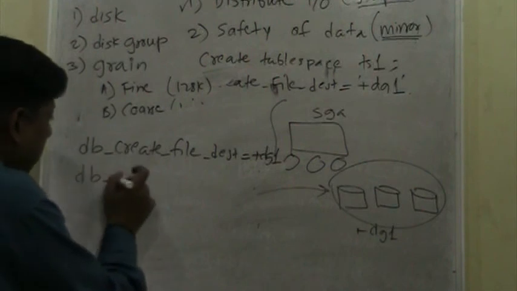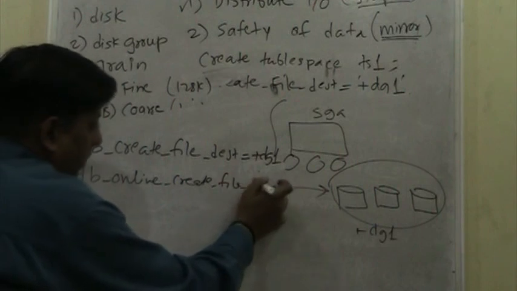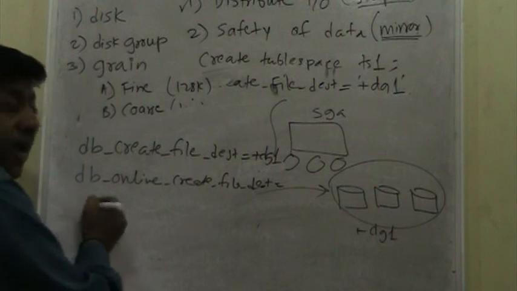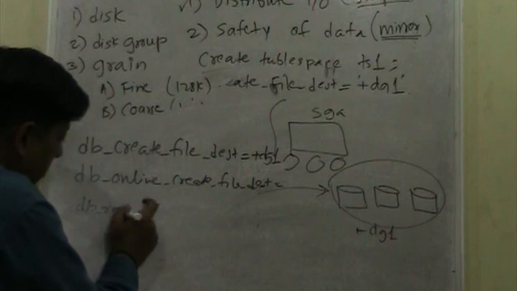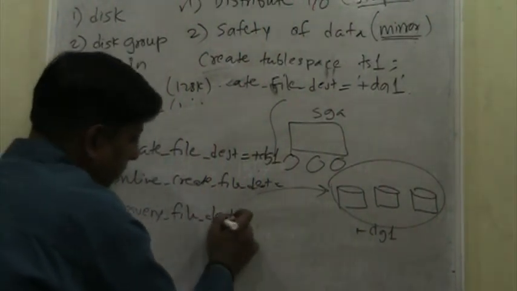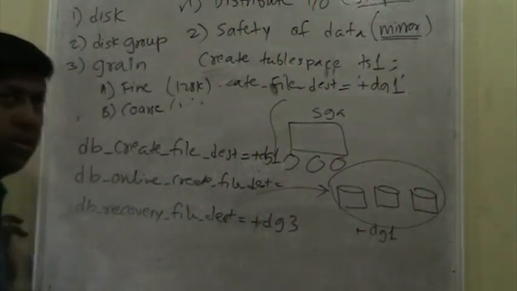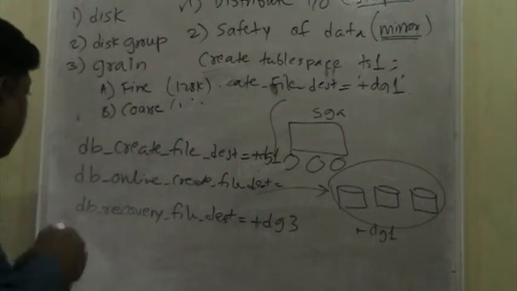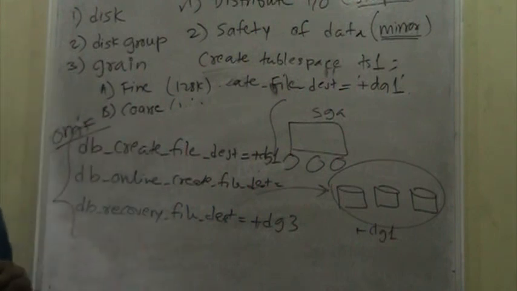DB_CREATE_ONLINE_LOG_DEST, is equal to, you can specify DG2 if you have a DG2, and you can specify the flash recovery area, which is DB_RECOVERY_FILE_DEST, as maybe +DG3. Okay, so you can specify all these different things. So this is what I would say the implementation of OMF is. This is what OMF is. And then things will be alright.